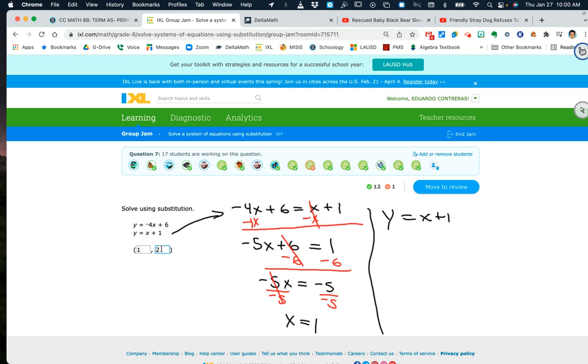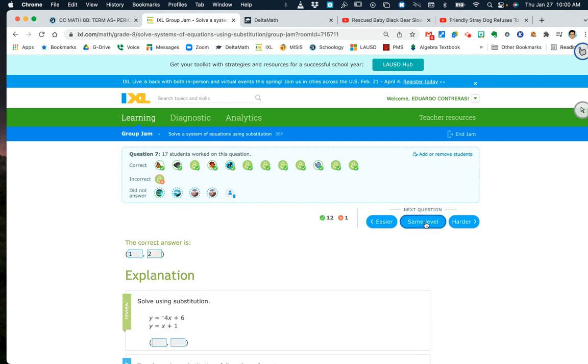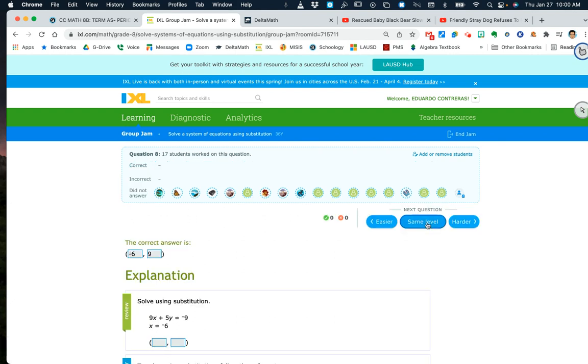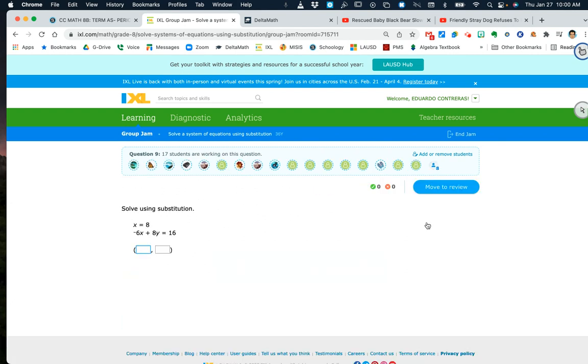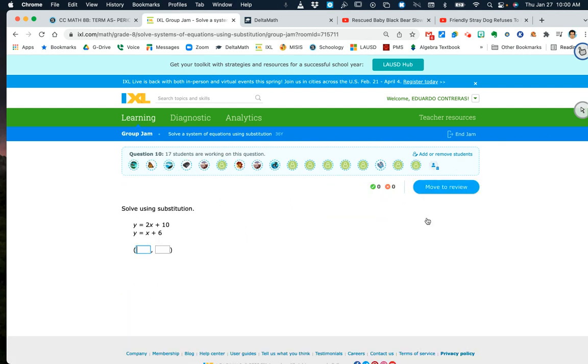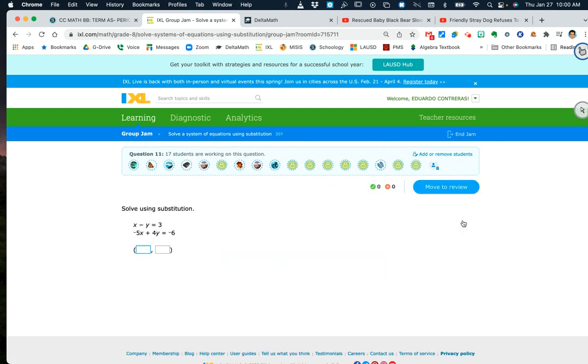Okay. So here we go. See what they give us if we stay at the same level. Same level again. Nope. We've done those already. Let's go on to the hardest level, which is not that bad.